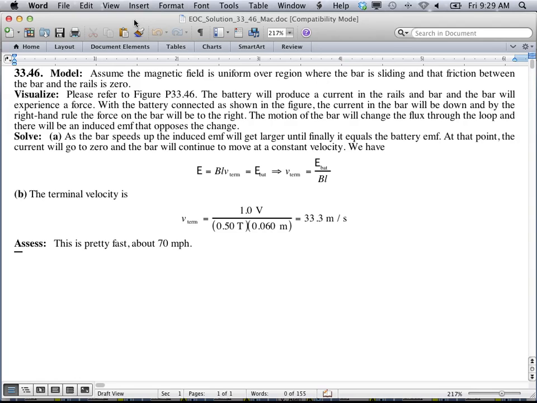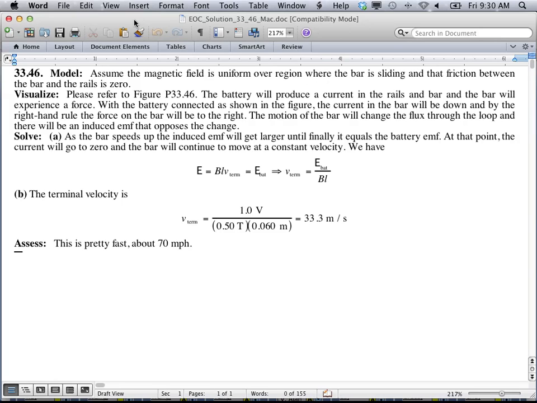Questions? So basically what happens is that as the area of the loop gets bigger and bigger, there's more resistance towards the acceleration, towards the velocity of the bar, and the acceleration decreases to zero.